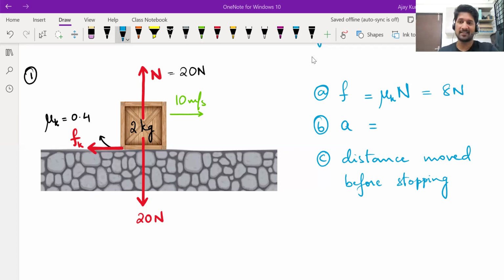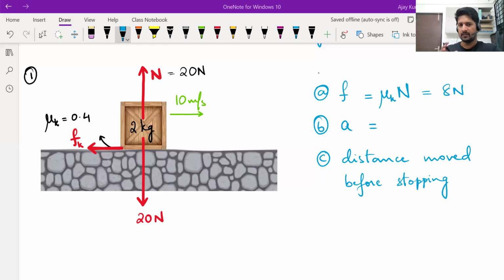Okay, so tell me how much will the acceleration be? Sir, 4 meter per second, sir. In which direction will that acceleration be? Sir, backward.